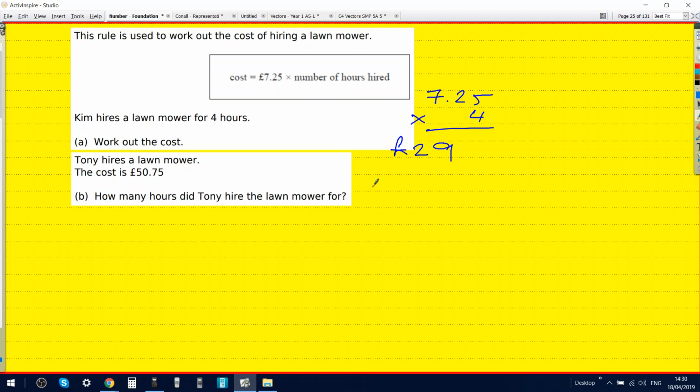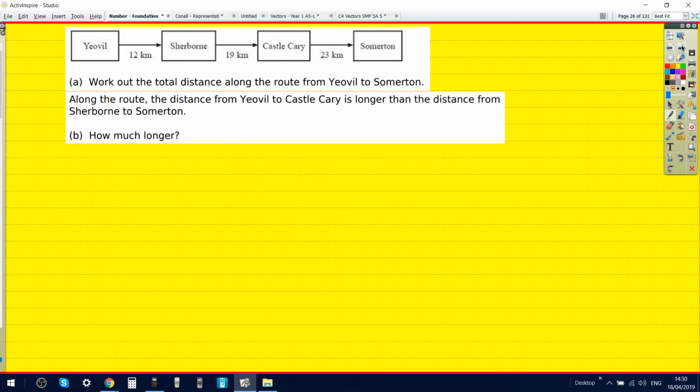So would it be 50 divided by 7.25? Correct. That just goes in the calculator. Right.